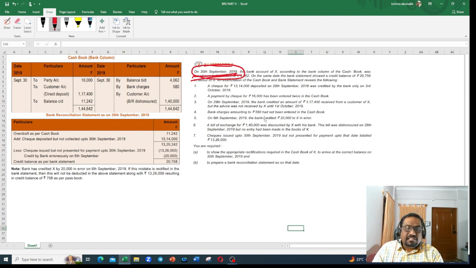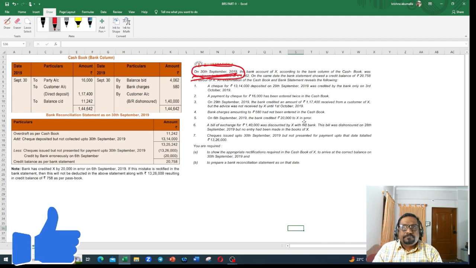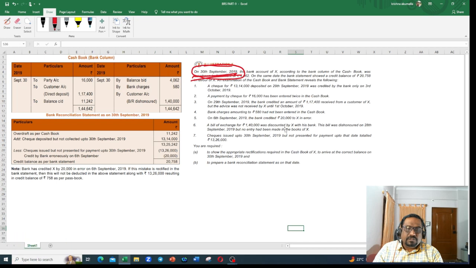Next, bank charges amounting to 580 had not been entered in the cash book. So this is also an omission. On 6th September 2019, the bank credited 20,000 to X in error. By mistake, the bank credited 20,000 in X's books. So that is a mistake from the banker. Next, a bill of exchange for 1,40,000 was discounted by X with his bank. This bill was dishonored on 20th September, but no entry had been made in the books of X.